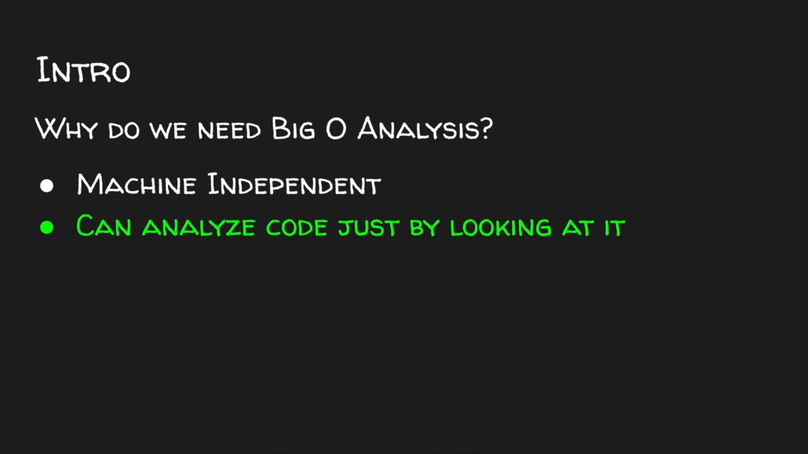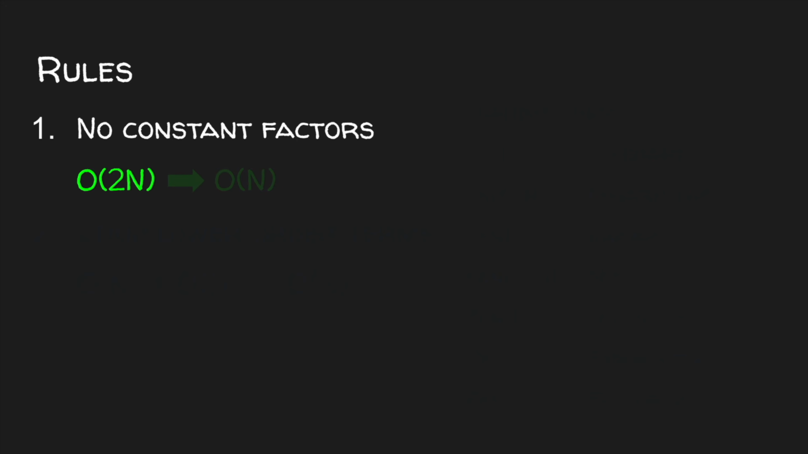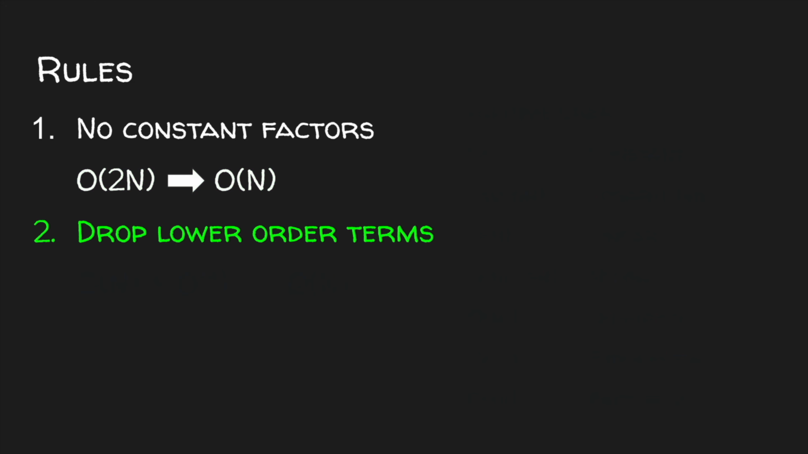Now that we know what Big O analysis is, let's go over some general rules. The first rule is there are no constant factors in Big O analysis. For example, if we had an algorithm with a runtime of Big O of 2n, we would reduce that to Big O of n. The second rule is we drop lower order terms. For example, if we had an algorithm with a runtime of O of n plus O of 1, we drop the O of 1 and say the runtime is O of n, because O of n dominates the expression.